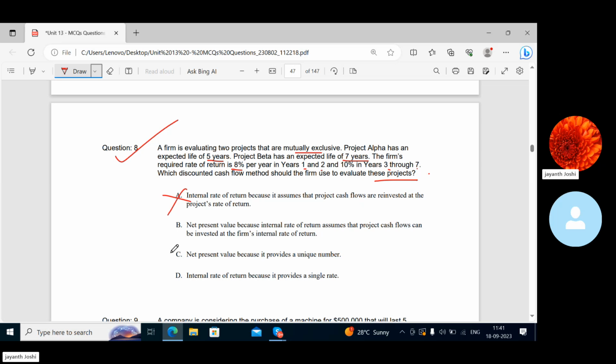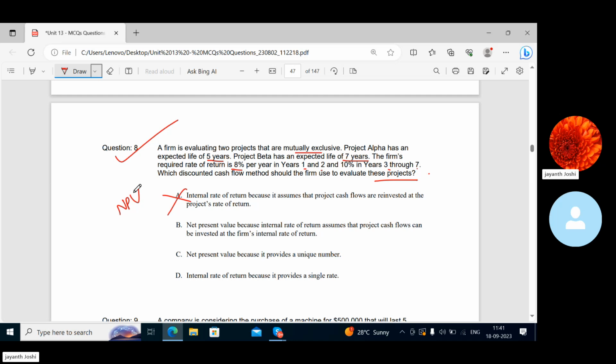Since the firm knows the required rate of return, it would be better to use NPV, because NPV assumes that the funds are reinvested at the required rate of return, even if that is changing year by year. IRR assumes that it should be reinvested at IRR. Are you understanding?